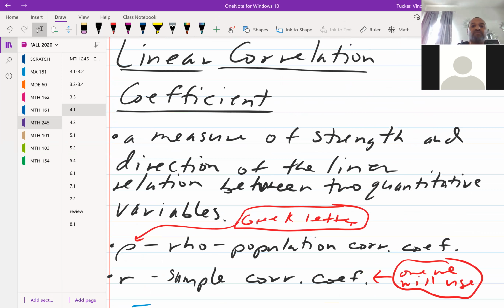All right. The linear correlation coefficient is a measure of strength and direction of the linear relation between two quantitative variables. The Greek letter rho, I know it looks like a P, but that's the Greek letter rho, is the population correlation coefficient, and r is just the sample correlation coefficient. R is used most of the time as far as explaining the correlation coefficient.